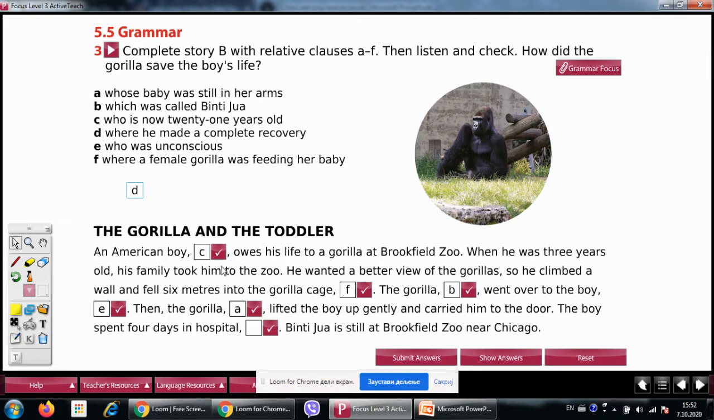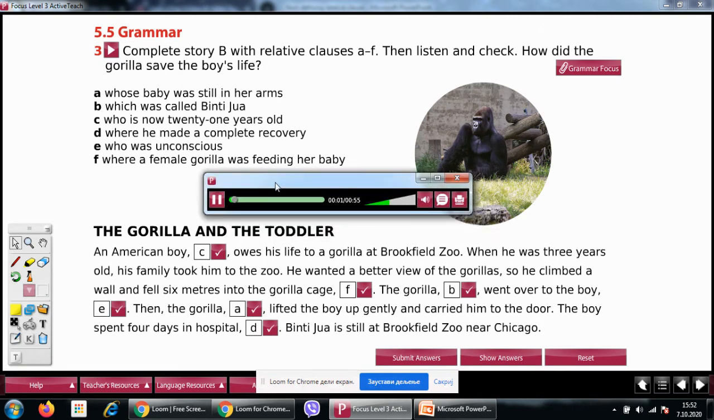The gorilla, whose baby was still in her arms, lifted the boy up gently and carried him to the door. The boy spent 4 days in hospital, where he made a complete recovery. Binti Jua is still at Brookfield Zoo near Chicago. So now that we've completed our task, let's listen to the story and check our answers.